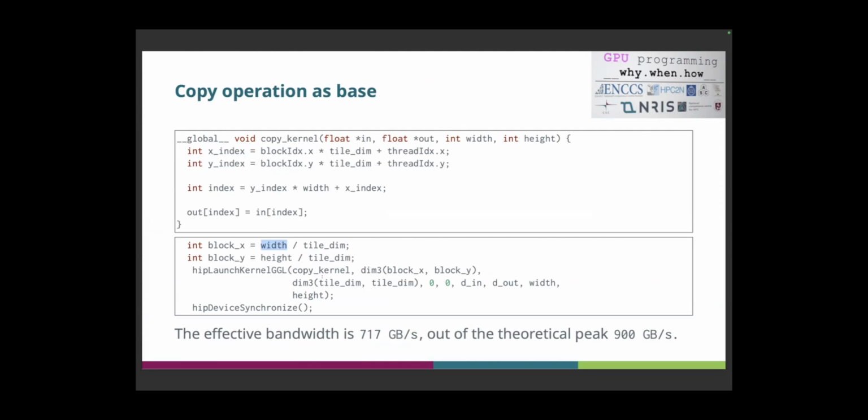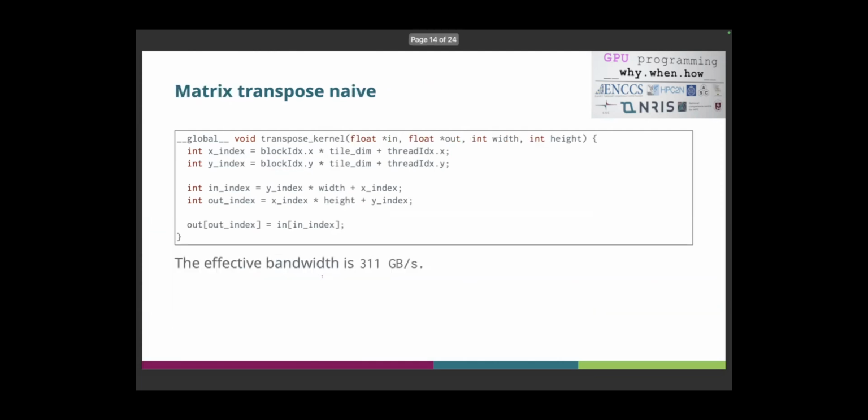So this is our reference. Now let's say we are going to do the transposing. We use the same calling so that we have the x index and the y index. And now we read the data from the input at this in index. If we look at this in index, how are the memory accesses here?